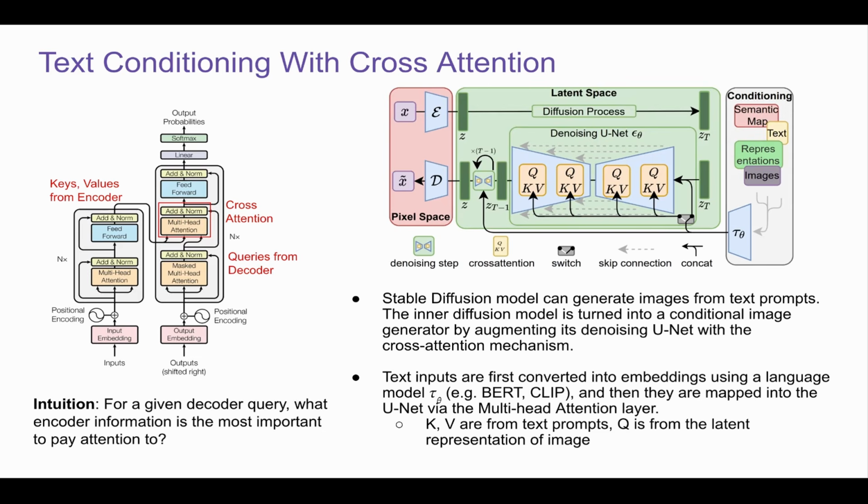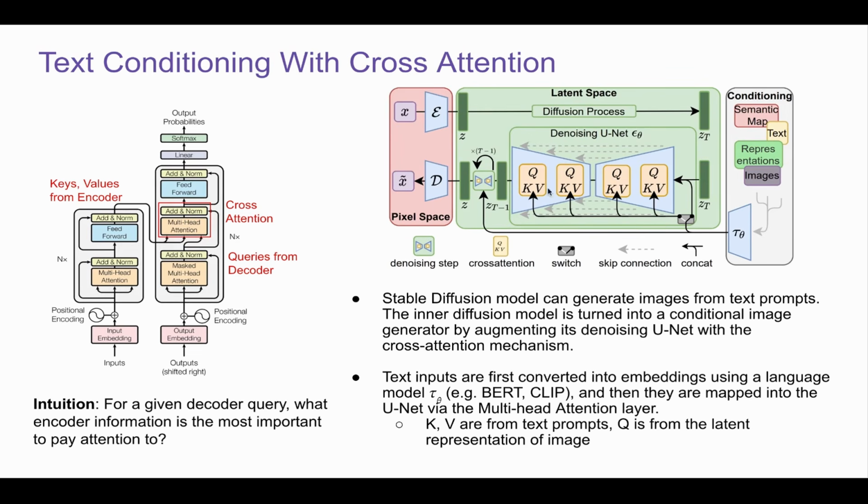Now, what makes LDM more powerful is the conditioning with cross-attention. Let's do a recap of what cross-attention is in the transformer architecture. If you're interested, you can take a look at my deep dive video. But this is basically the cross-attention block. As you can see, the keys and values are from the encoder and the queries are from the decoder. The intuition is that it wants to find out, for a given decoder query, what encoder information is the most important to pay attention to. And Stable Diffusion is using cross-attention as its core.